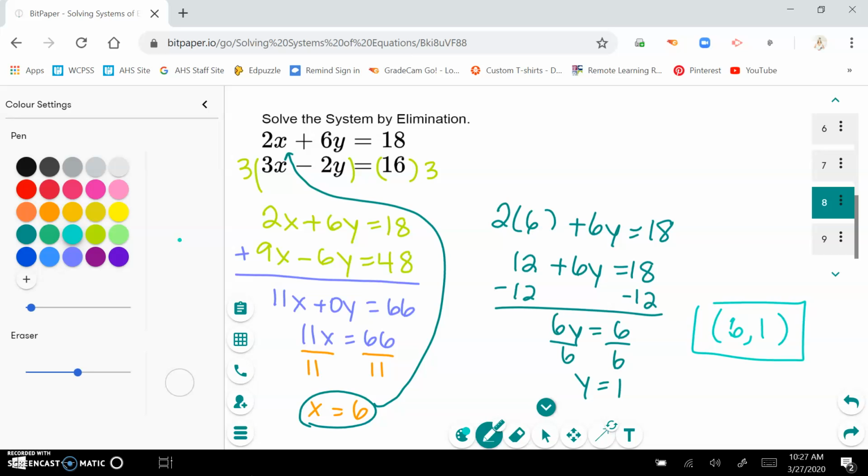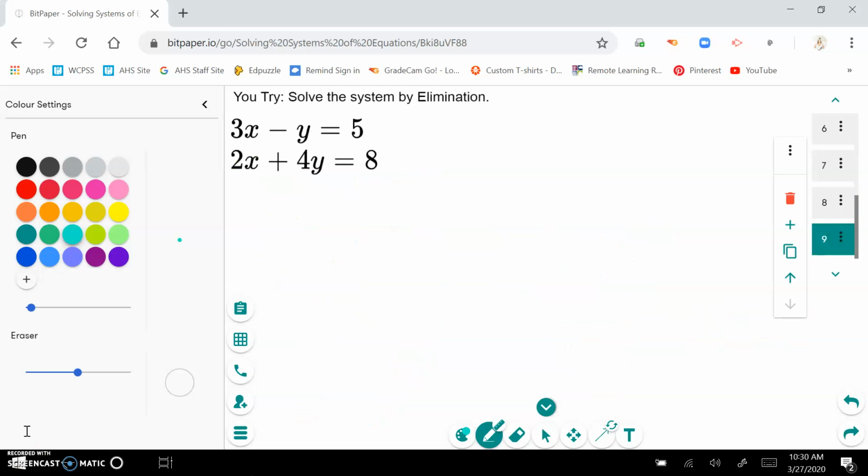Again, because we have one intersection point, we know that this graph would look like two lines intersecting at the point (6, 1). Now let's take a look at this example. We see that we don't have an opposite pair, but we are in standard form. So you try and solve this system of equations by using elimination.